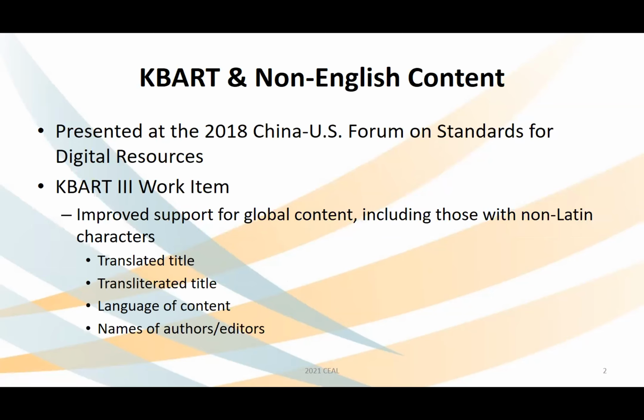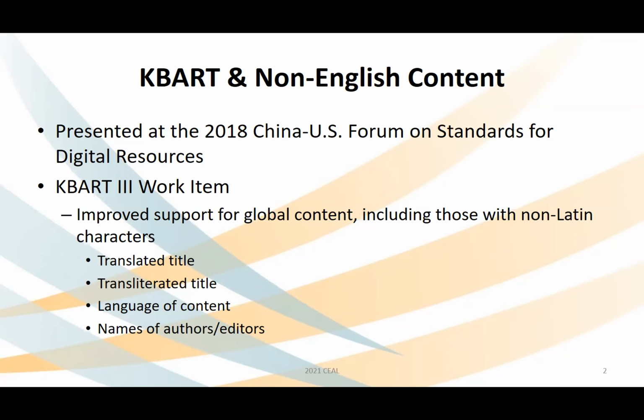And I actually presented about ODI and KBART at the CEAL 2018 in Washington, DC, and I got a chance to meet some of you. I think Bianhua came to me after the meeting and suggested that KBART should include considerations for non-English content, especially CJK content. So the KBART 3 working group is now including the following work item: improved support for global content, including those with non-Latin characters.